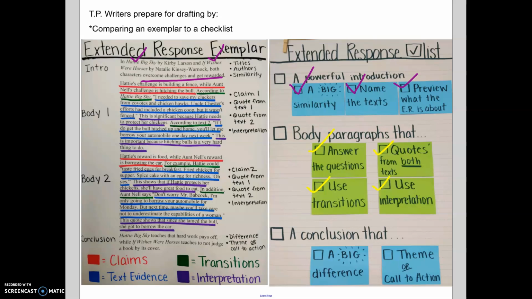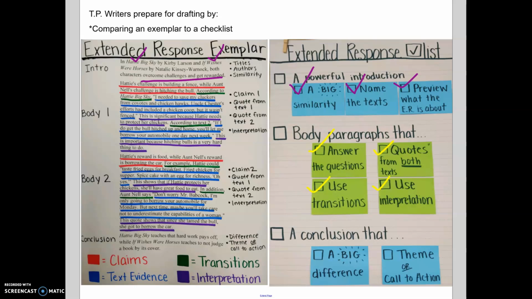Okay, let's look at body paragraph 2. This question had asked us what were their benefits from overcoming their challenges. So here's our answer. Hattie's reward or benefit is food, while Aunt Nell's reward is borrowing the car. For example, Hattie could, quote, "taste fried eggs for breakfast, fried chicken for supper, spice cake with an egg for richness. Oh, yes." This shows that if Hattie protects her chickens, she'll have great food to eat.